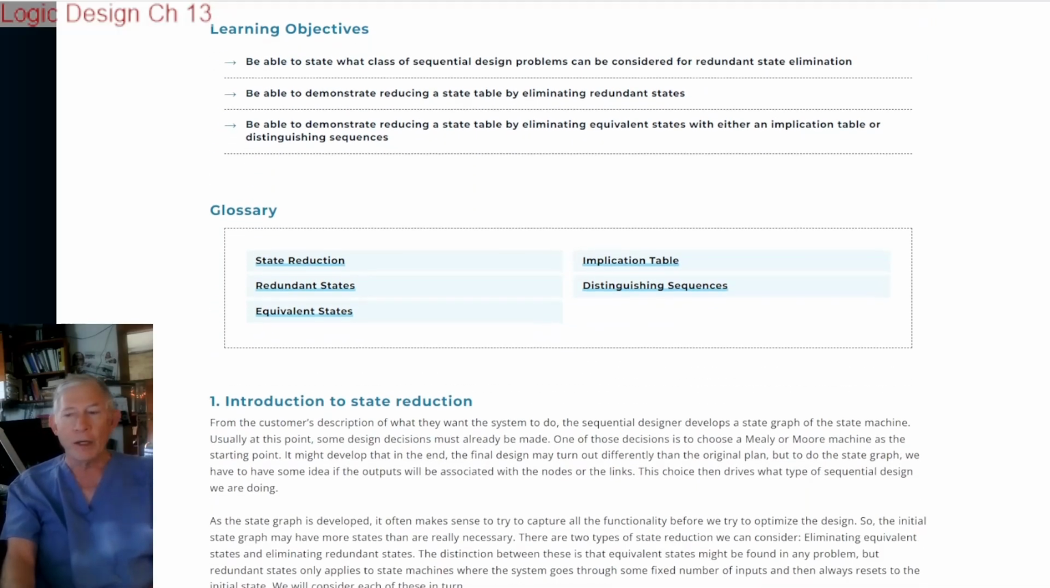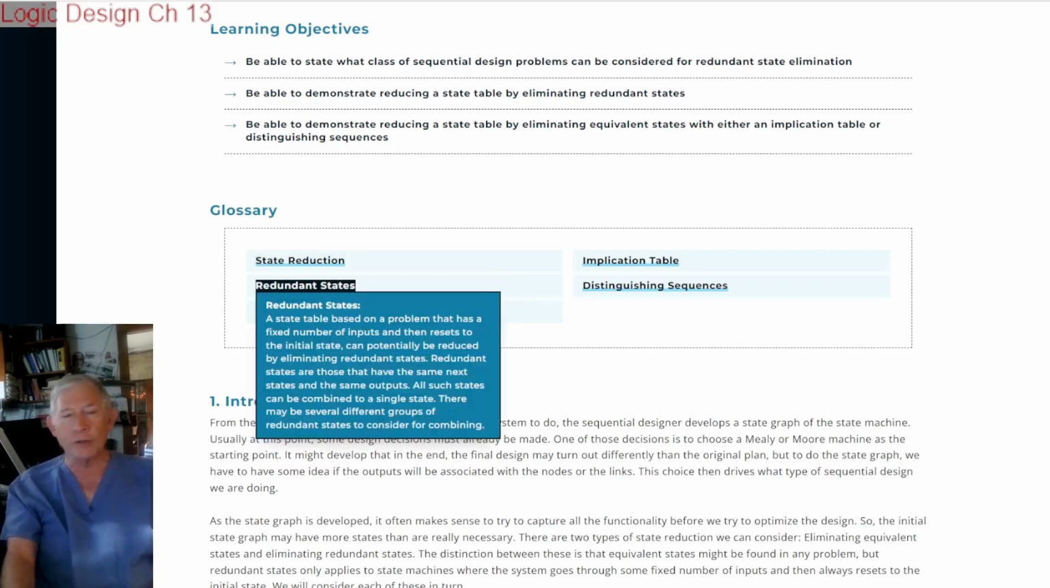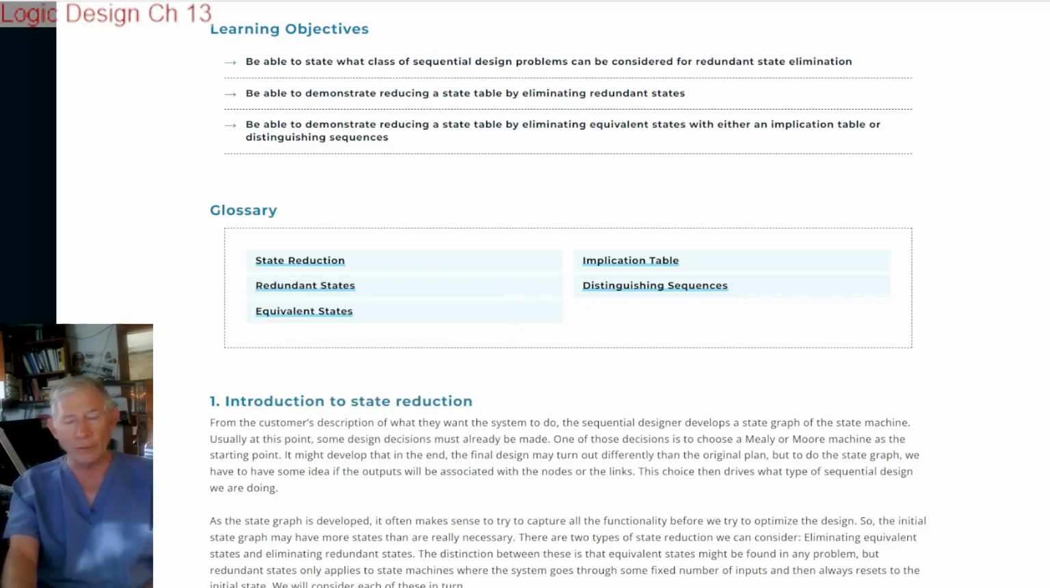All right, so some terms. State reduction just means figuring out a way to combine some states so that we don't have as many states. Redundant states are states, in a problem where we input a fixed number of inputs and then reset, that have the same next states and the same outputs. If there are 2 such states, then 1 state is sufficient. If there are 3 such states, we still need just 1 state. We'll substitute that one state in for the other states, and then re-examine to see if there are new additional redundant states.